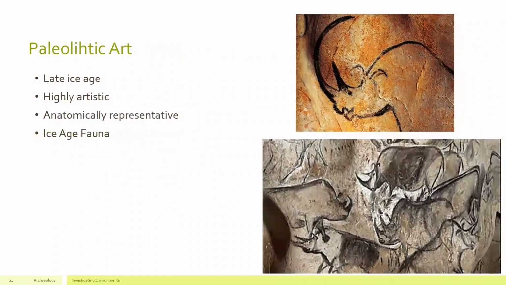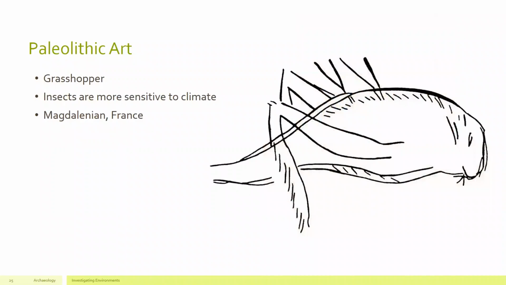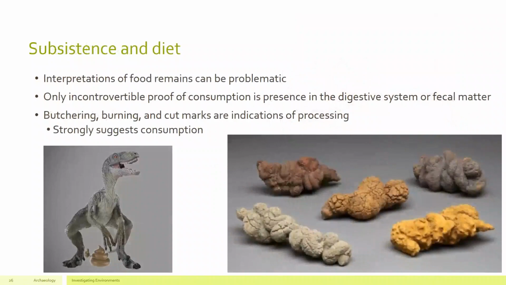So here's some Paleolithic rock art, late Ice Age, highly artistic. You see anatomically different animals that are represented there, in this case the woolly rhinoceros in Europe. Excellent indication of Ice Age fauna. Here is a grasshopper from, they're not very common, insects aren't common in rock art, but here's an example of a Paleolithic grasshopper depicted from the Magdalenian period of France. Insects are more sensitive to climate change than larger fauna.